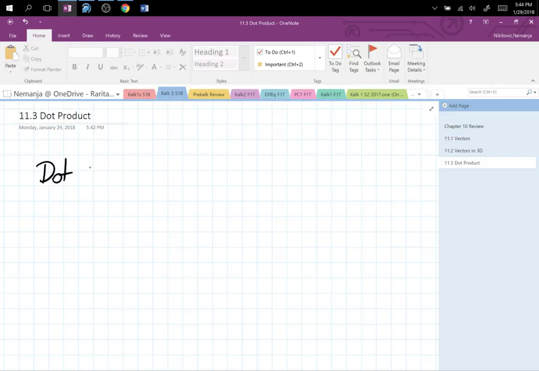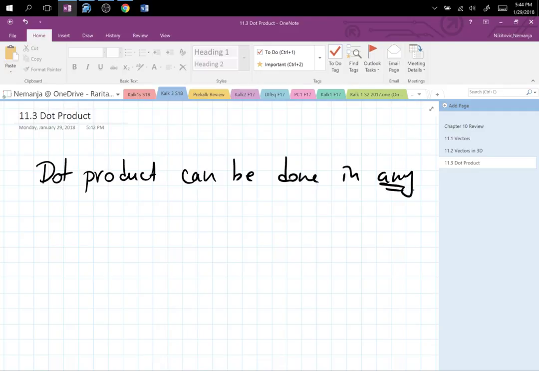Dot product can be done in any dimension. Now, Calculus 3 is only concerned with two-dimensional things and mainly three-dimensional things, which we are going to limit ourselves to. When you take linear algebra, or if you already took linear algebra, you know that you can do this in 18-dimensional space if you want to.